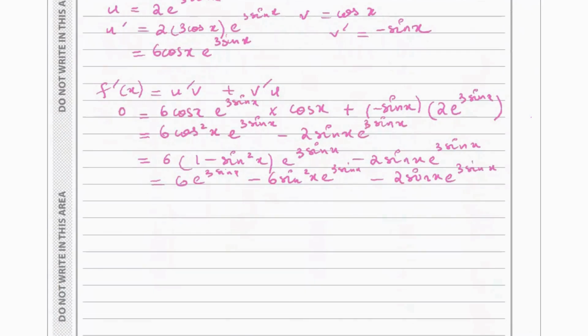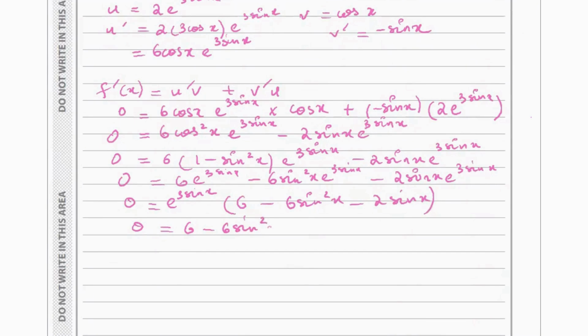And all of this is going to equal 0 because we're trying to find the turning point, so the derivative equals 0. So you can take e to the power of 3 sine x common. So that's going to be 6 minus 6 sine squared x minus 2 sine x. So 0 equals 6 minus 6 sine squared x minus 2 sine x. Make that positive. So 6 sine squared x plus 2 sine x minus 6 equals 0. That is your equation in terms of sine.